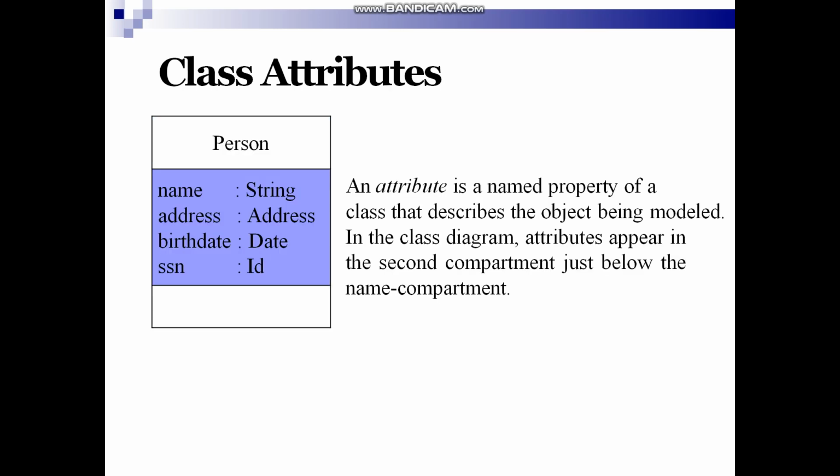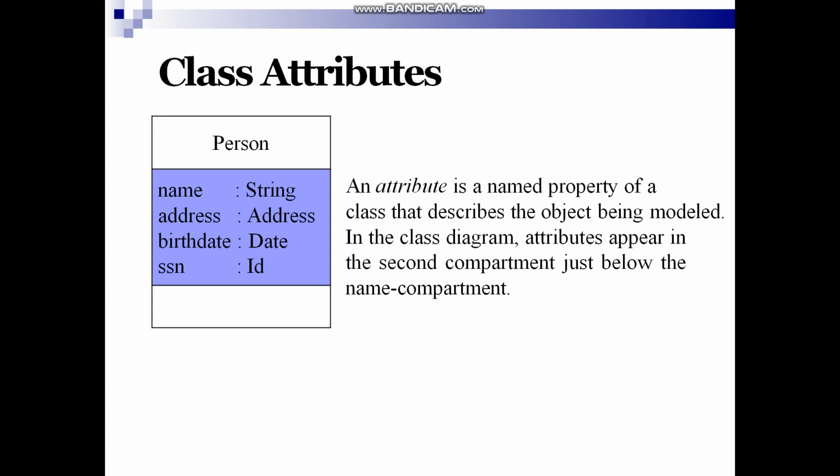What is meant by attribute? An attribute is a named property of a class that describes the object being modeled. In a class diagram, attributes appear in the second compartment, just below the class name. In these attributes, we have to use multiple types of access specifier. There are a total of 5 types of access specifier: public, private, protected, package, and derived. Public is indicated with a plus, private with a minus, protected with a hash, package with a tilde, and derived with a slash.